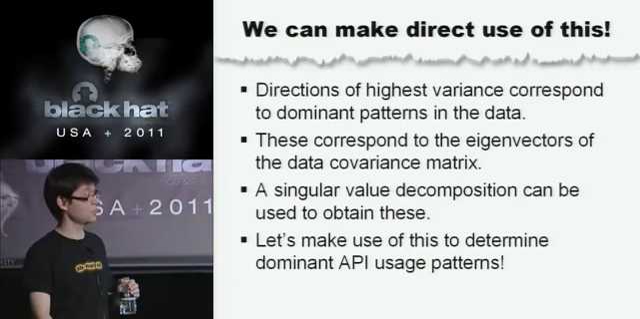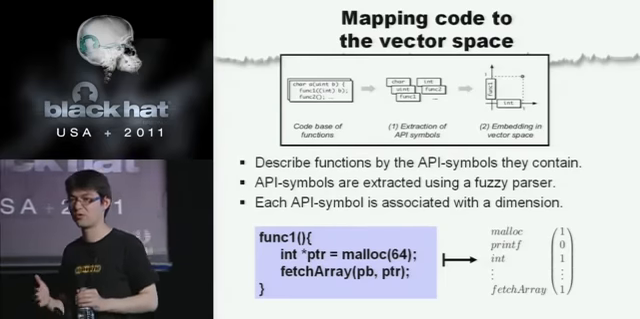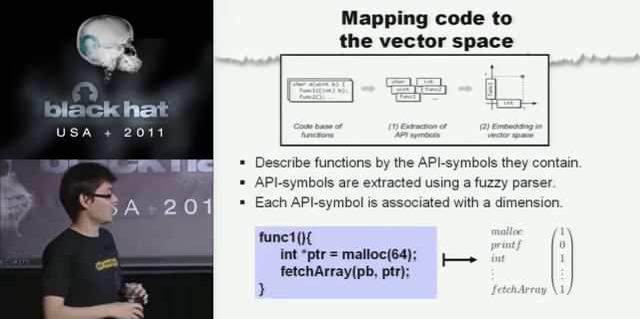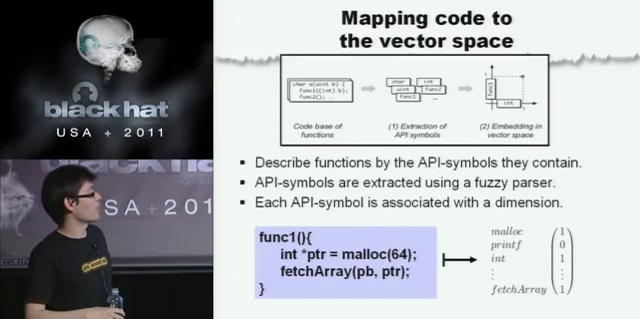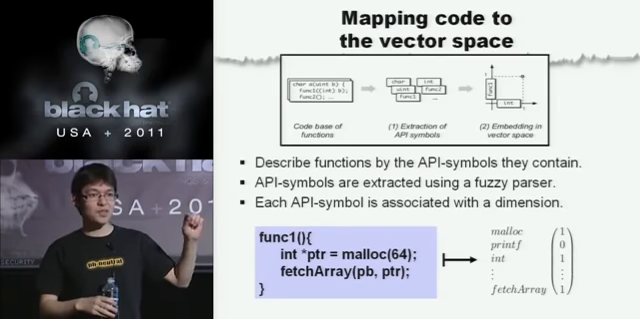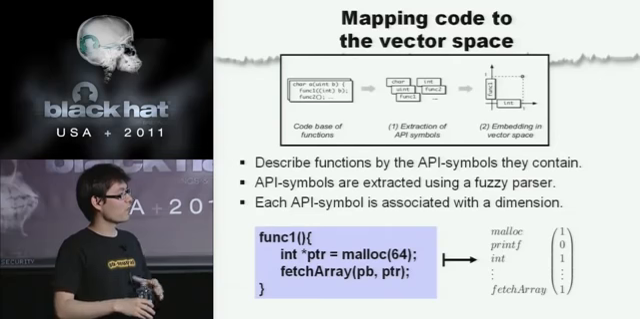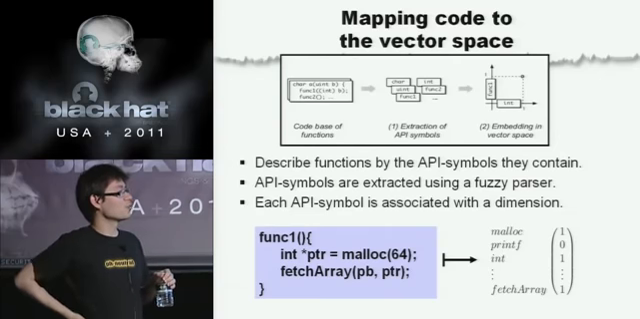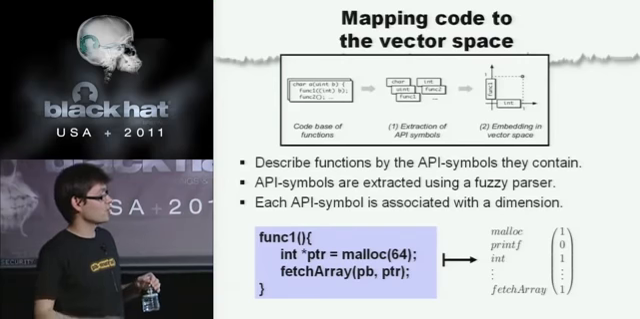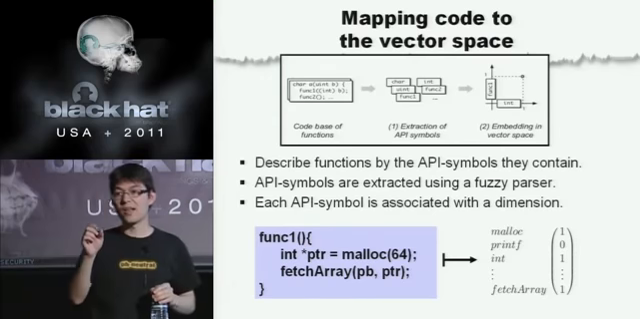So let's make use of this. Okay. So first thing we have to do is we have to map our code to a vector space, because otherwise we can't use principal component analysis. So the mapping I chose was the following. I started extracting all the functions in the code base and the API symbols they use. And then I represented each function by a vector where I'd note down whether the symbol was being used or not. It's that simple. Then you have a very high-dimensional space, but you see that it's sparse. Only a few entries will be 1, and all the others will be 0.